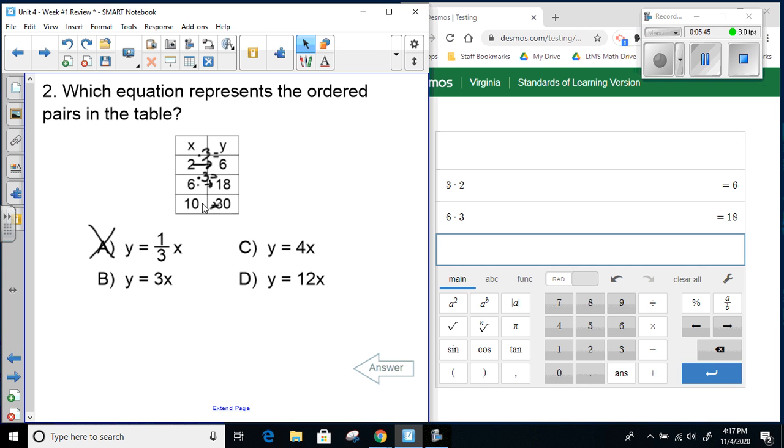So I want to check to see that 10 times 3 equals 30. And I know that that's true. So B, y equals 3 times x, is my best choice here.